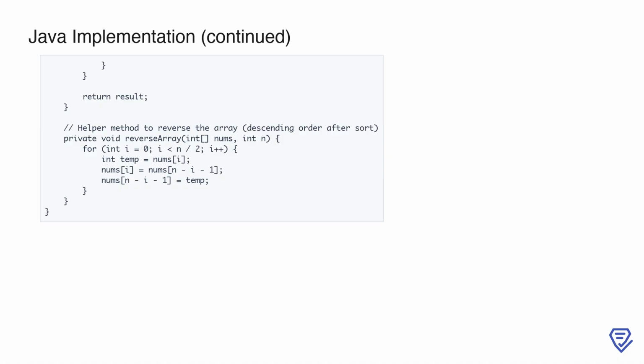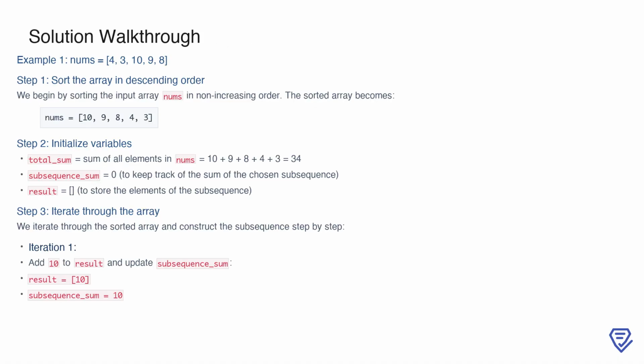To solve this problem, we start with an example where the input array is nums equals 4, 3, 10, 9, 8. The first step is to sort the array in descending order so that the largest elements come first. After sorting, the array becomes nums equals 10, 9, 8, 4, 3.